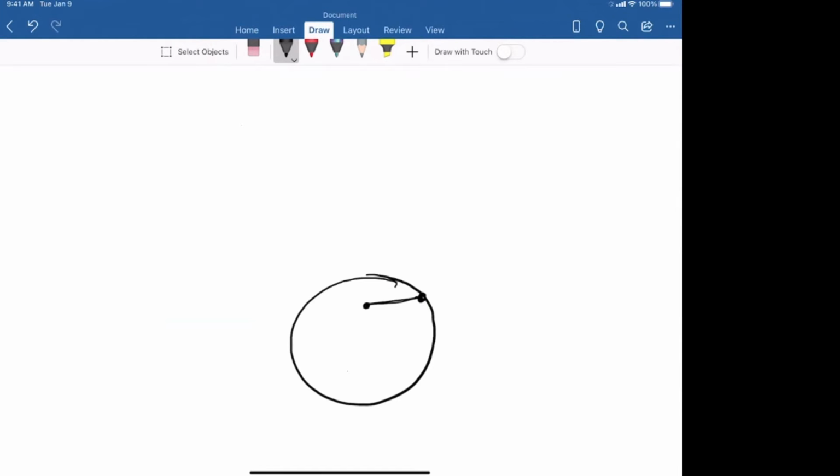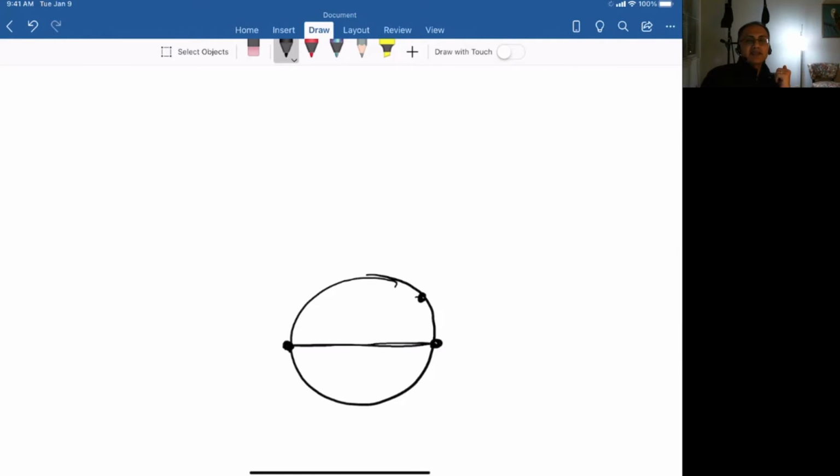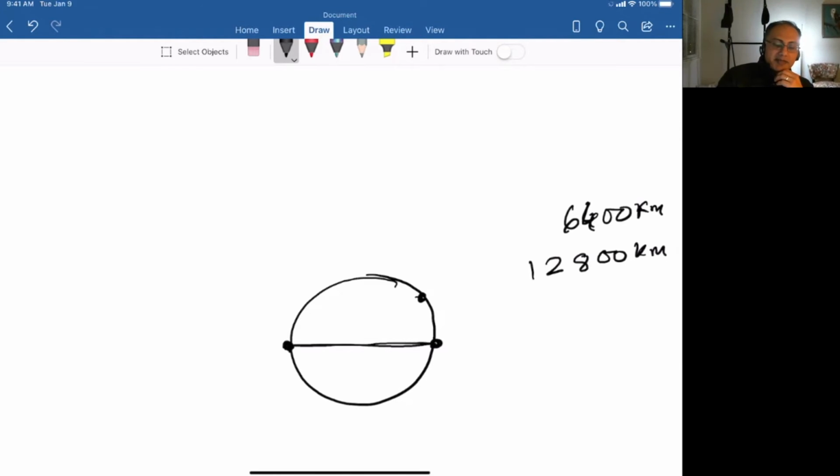I guess the diameter of the Earth. Yes, very good. The diameter of the Earth would be the largest possible baseline distance. So you and your friend would have to stand on opposite sides of the Earth, and the distance between you two is going to be the diameter of the Earth. Does anybody remember the radius of the Earth? How many kilometers it is? The radius of the Earth is 6,400 kilometers. So the diameter is double that, and the largest possible baseline distance you can get on the Earth is 12,800 kilometers, right?